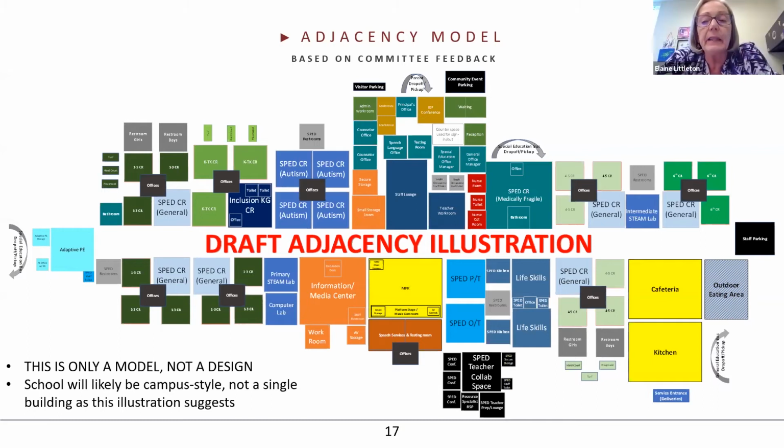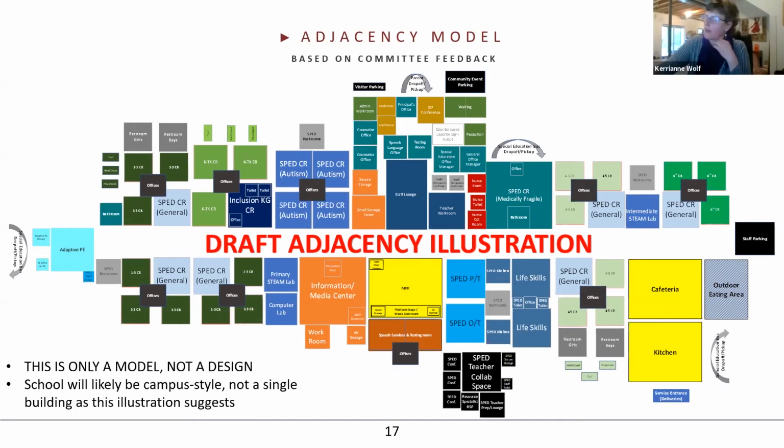That's a good consideration. Can I speak to the adaptive PE just looking at this? Absolutely. It needs to be closer to the medically fragile and the life skills classes, and the autism, because those are the kids that use that most, and they have special equipment. And if you had to go from that part of the campus all the way down to the end with the equipment, that's difficult. It needs to be closer.